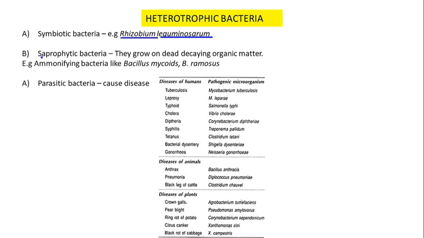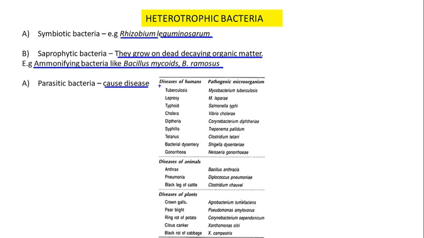The second category is saprophytic bacteria. They grow on dead decaying organic matter. For example, ammonifying bacteria like Bacillus mycoides and Bacillus ramosus. The next type is parasitic. Parasitic bacteria are those which cause diseases. There are a number of diseases caused by bacteria, and these are important.